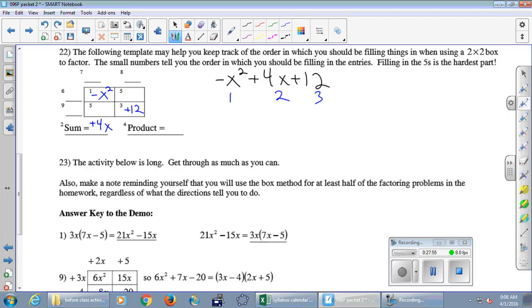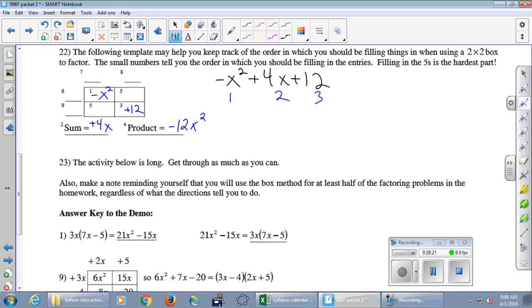What's the fourth thing we're going to do? Look for the 4 in the picture. Right. We're just going to multiply that diagonal. And what do we get? Negative 12x squared, right? Just multiplying those two things together. So we've got 4 things filled in. That's the mechanical part of the process.